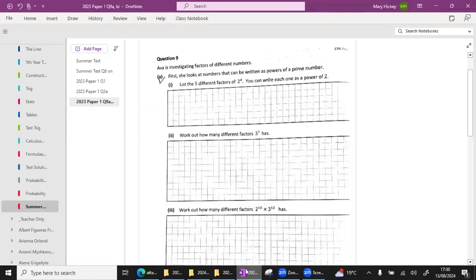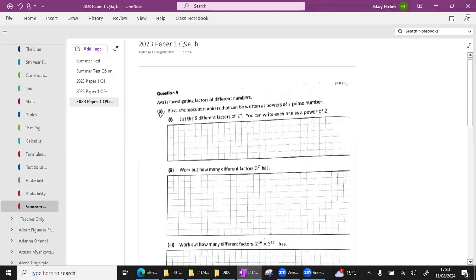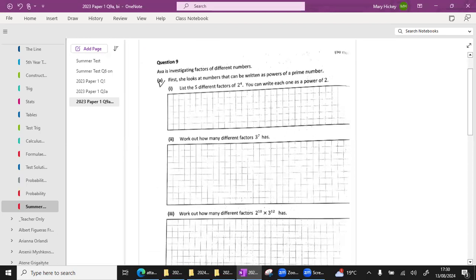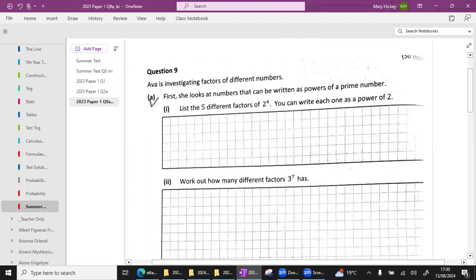Okay, so looking at 2023, paper 1, 9a and 9b, part 1. Ava's investigating factors of different numbers. First, she looks at numbers that can be written as powers of a prime number. List the 5 different factors of 2 to the power of 4. Can you write each one as a power of 2?